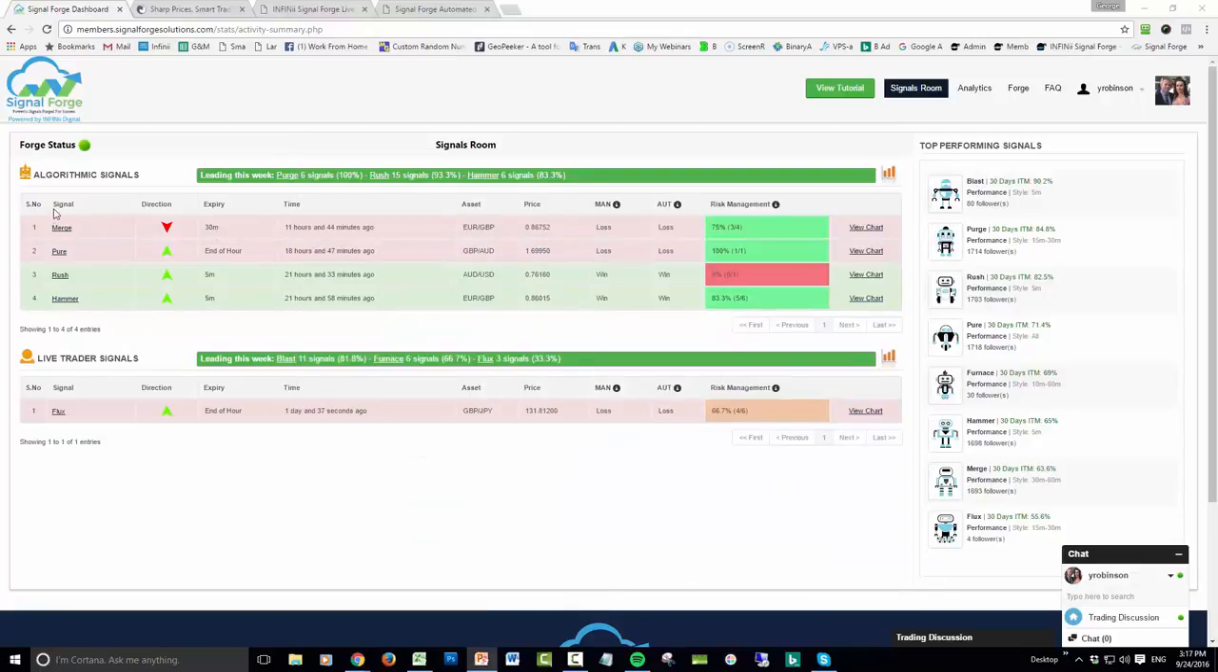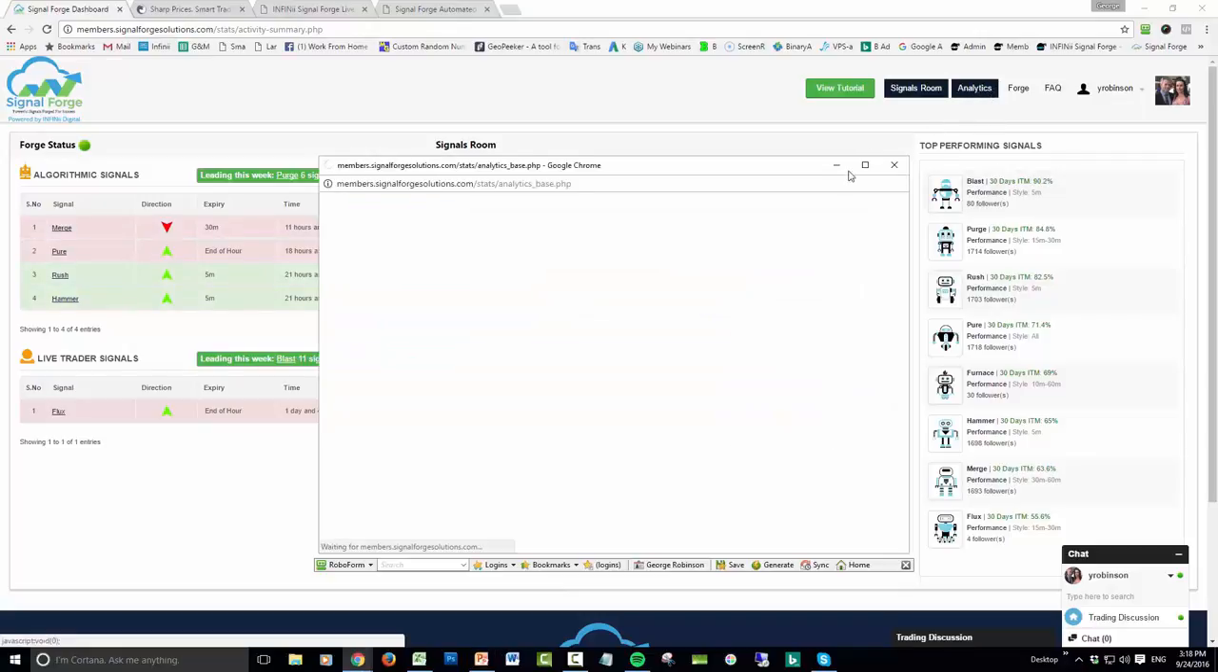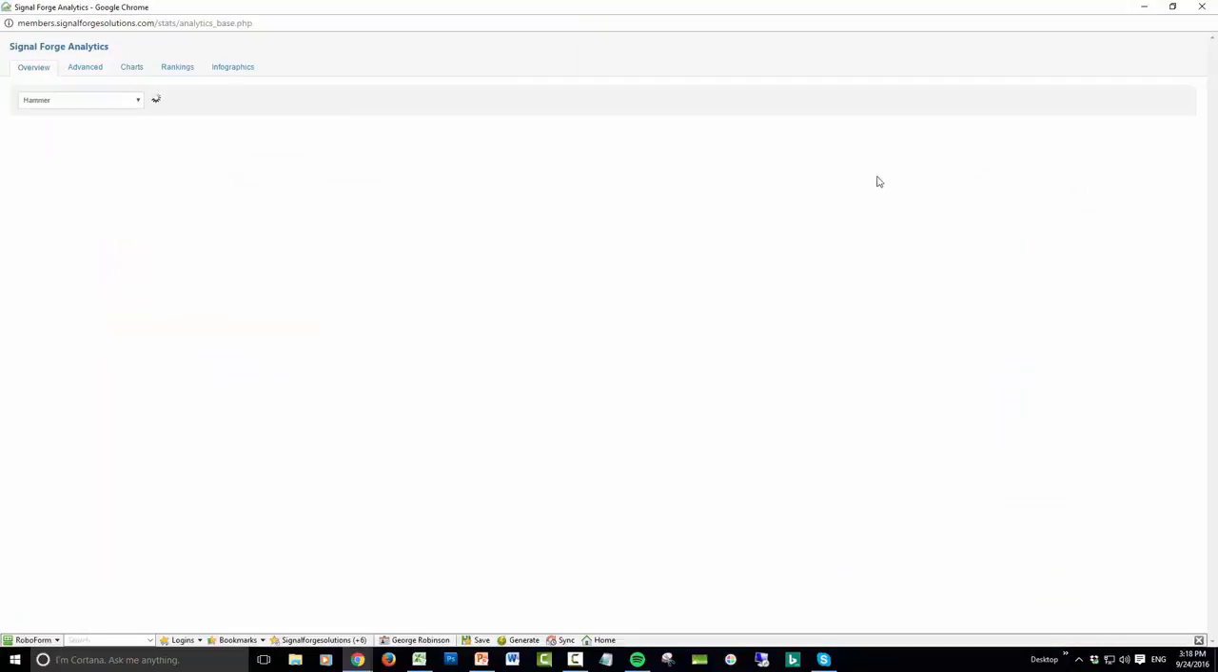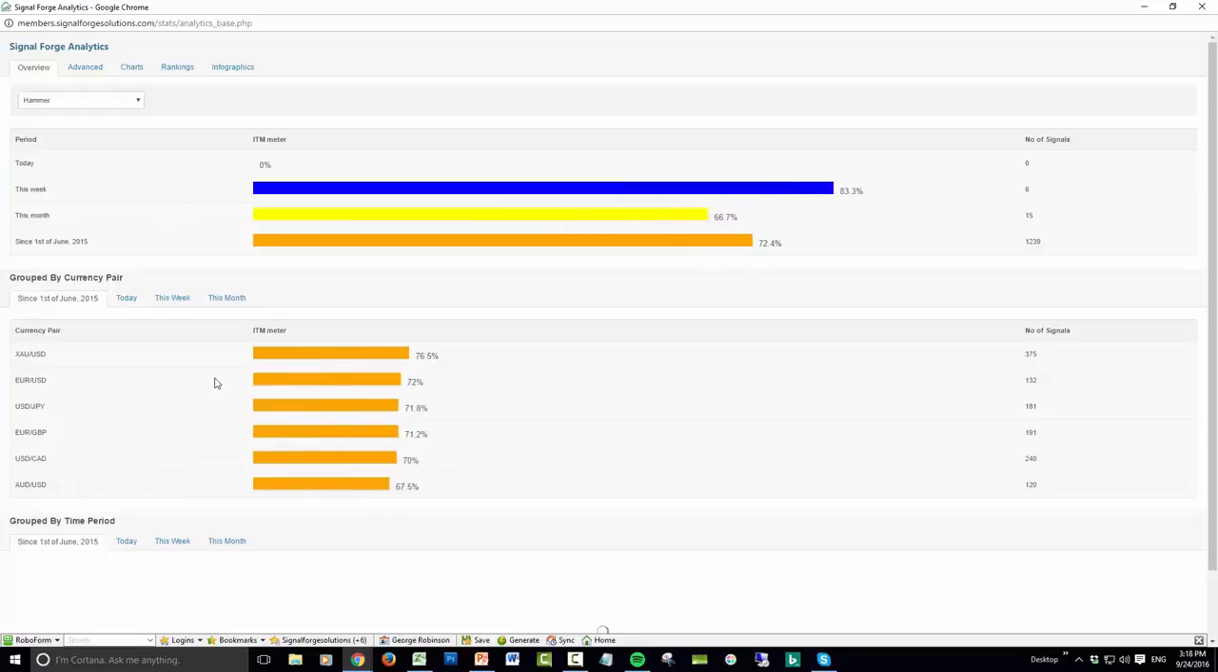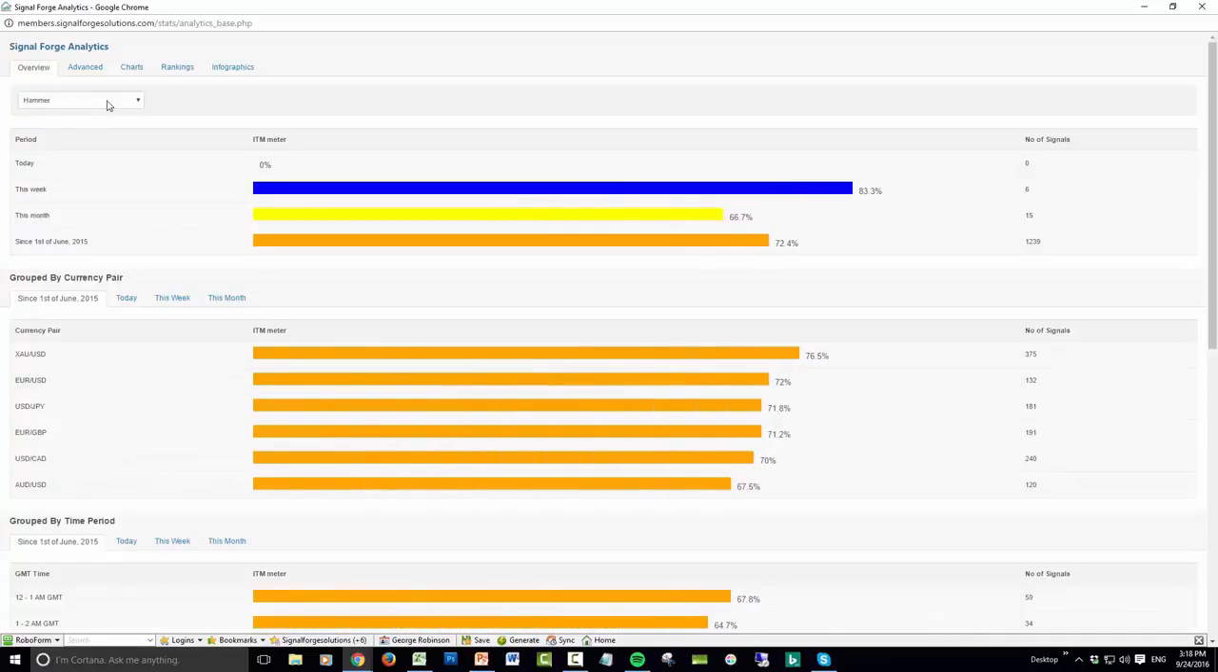Now back to which systems you should turn on or off. You can come up here to analytics, click on this button here, and it will open up a page where you can see a whole lot of analytics on the different systems. So this particular system we're looking at is Hammer, and this gives you an overview of how this program has run since its inception, since they started testing it and trading it.